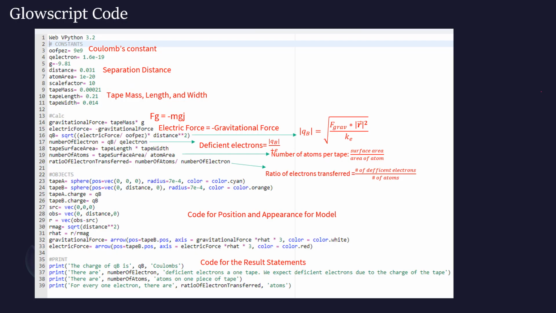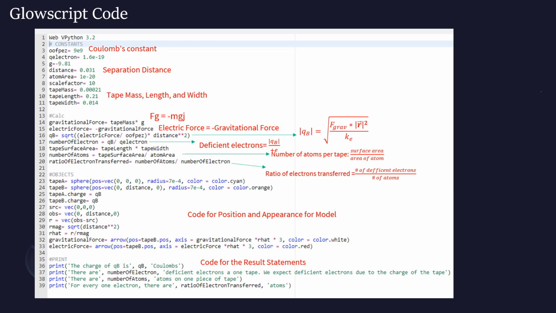Here's the code used to run the computational model. This first includes the important constants such as Coulomb's constant, separation distance, and the tape mass, length, and width. In the next section, we have a few of the equations utilized to produce the results, such as the gravitational force equaling the electric force, the deficient electrons, the number of atoms per tape, and the ratio of electron transfer with the equation shown here.